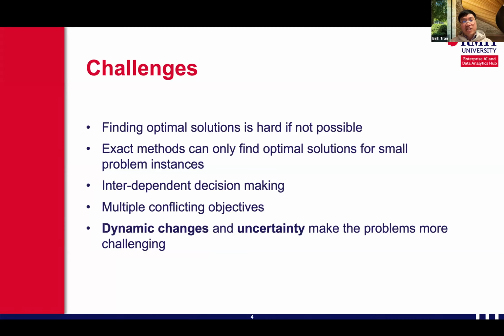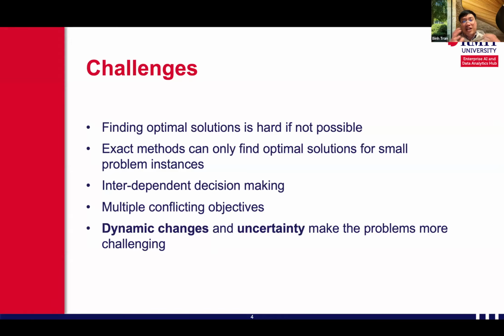The challenge of solving these problems is, first, that they are combinatorial optimization problems, and they have been proven to be hard. So finding an optimal solution is hard, if not impossible. Exact methods can only find optimal solutions for small problems. In practice, we also have situations with interdependent decision making. For example, when we need to release jobs to the shop floor, if we have a lot of jobs coming in, which ones should we accept, or we have to solve the due date assignment problem as well. So there are a lot of challenging things there.